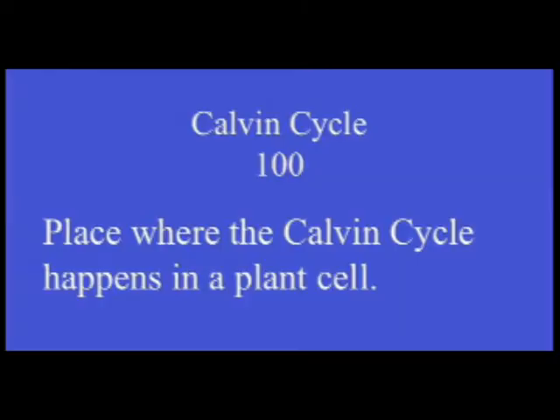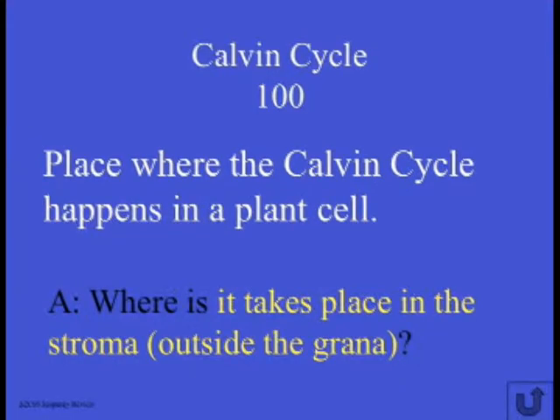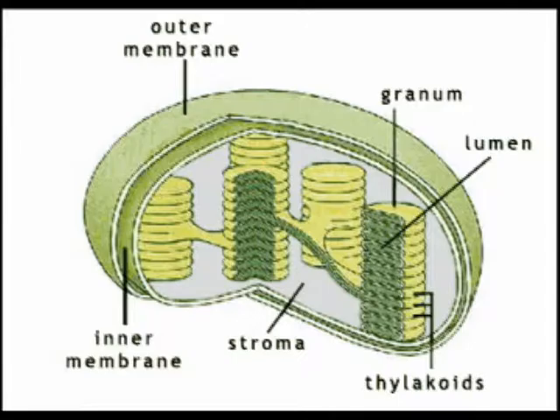All right, Calvin cycle for 100 points. Name the place where the Calvin cycle happens in a plant cell. All right, you're right. What is the stroma? Which is outside the grana.